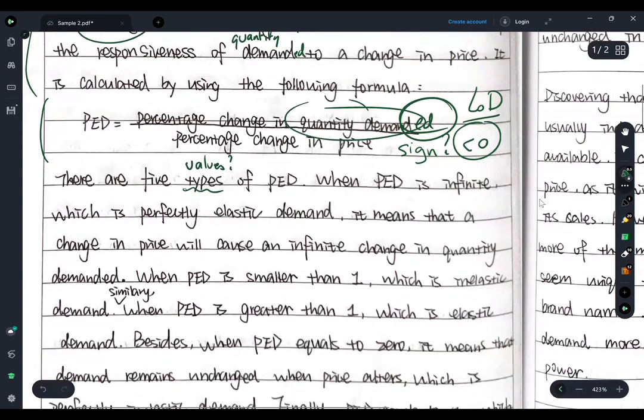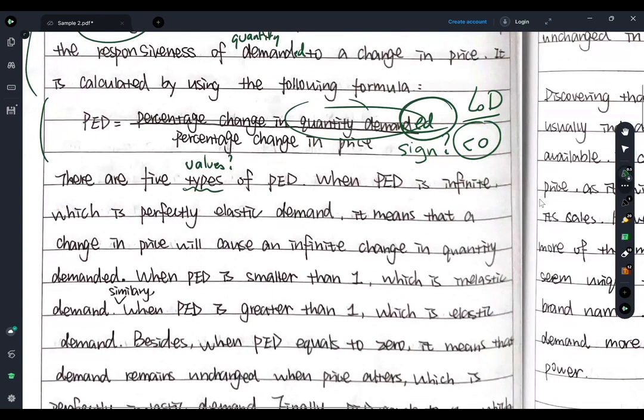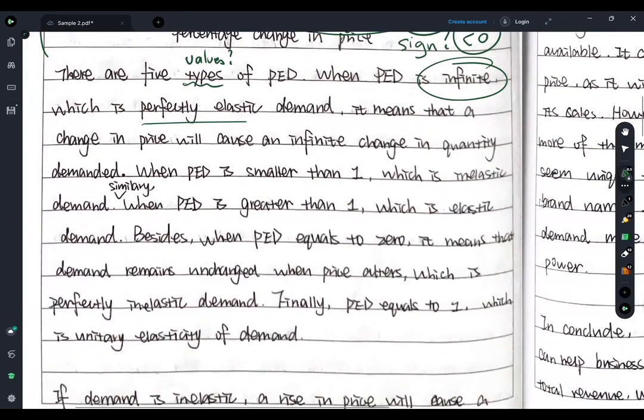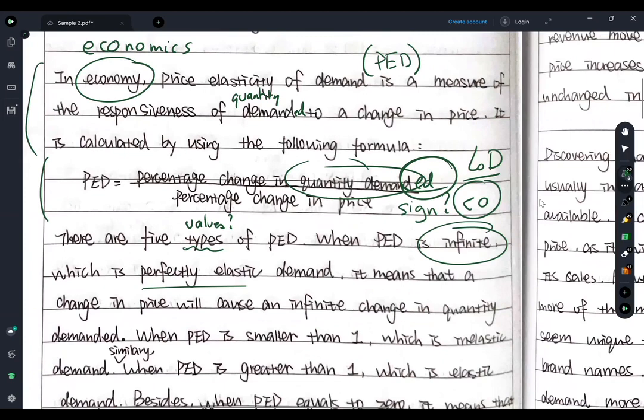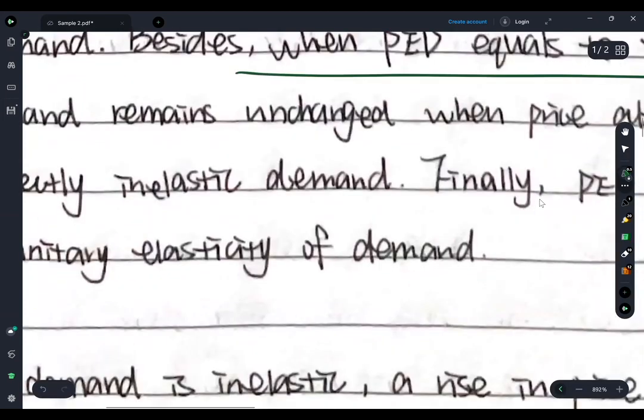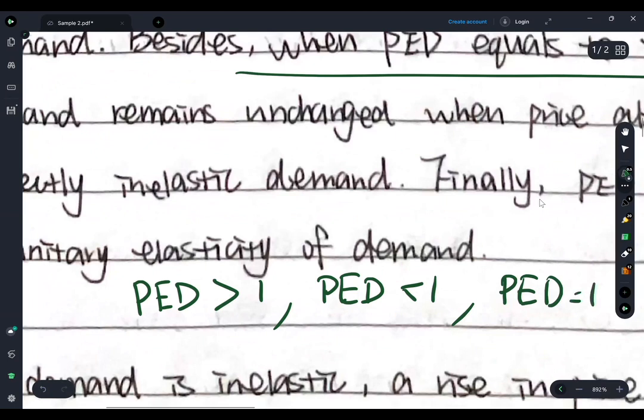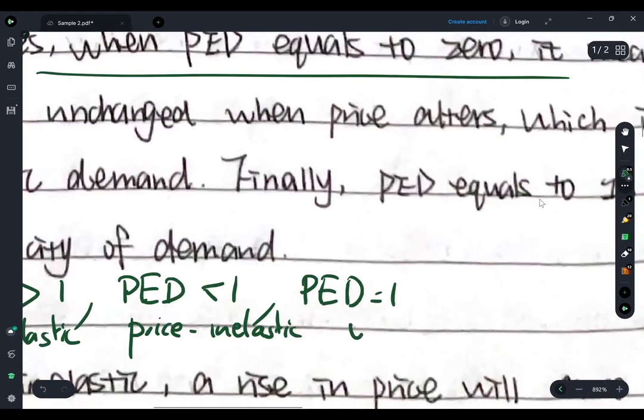So there are 5 possible ranges or values of the PED. Honestly, I don't think it's very useful to talk about the 5 possible cases, especially a perfectly elastic demand curve, and again, I don't think it is useful to talk about the perfectly inelastic demand curve. For this particular essay question, about the relationship between the PED and the total revenue, if I had to write the essay myself, I would have focused on 3 cases: PED greater than 1, PED smaller than 1, and PED equal to 1. So price elastic, price inelastic, and unit price elastic.